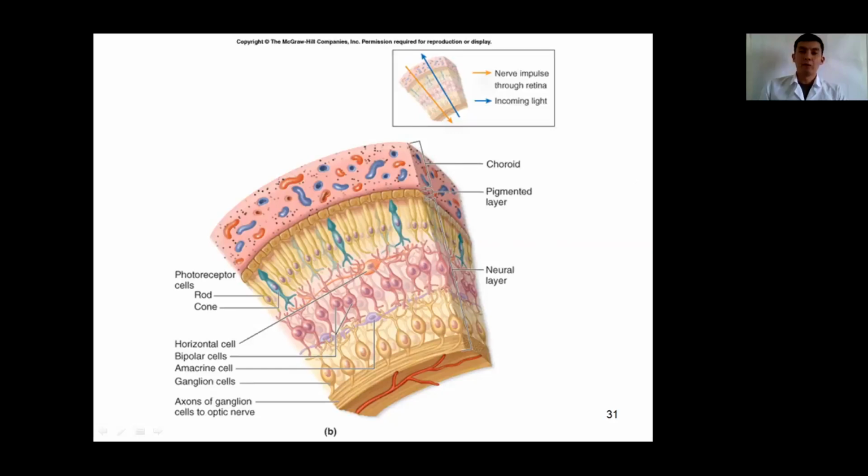In this presented diagram, we see the layers of the eyeball. The mid layer is represented by the choroid, and the most inner layer of the eyeball is represented by the two layers of the retina: the pigmented layer and the neural layer of the retina, also known as the neural retina. And we can see here the outer nuclear layer, inner nuclear layer, and ganglionic or ganglionar layer, which is represented by the ganglion cells, and the axons of ganglion cells extend toward the optic nerve.